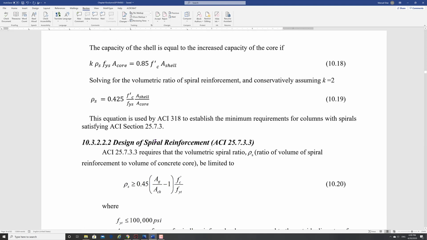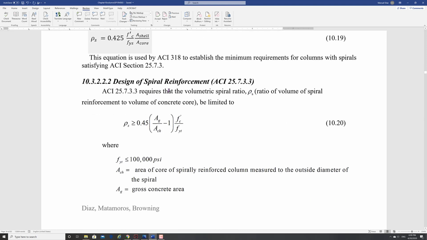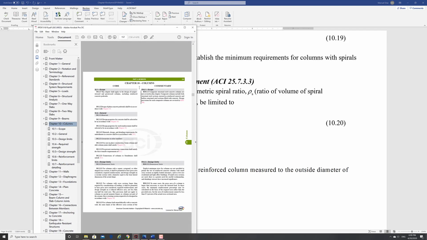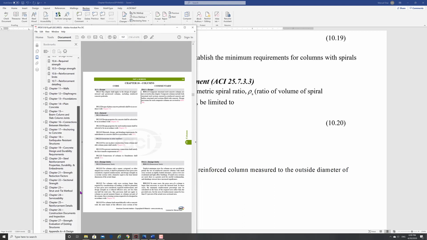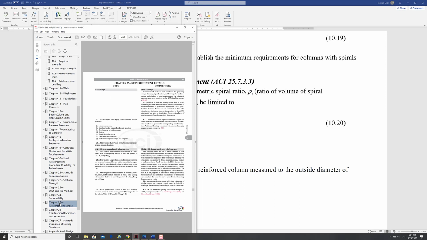And so that's the whole idea of this. Okay? All right. So we skip all that, and then we get into what the code really wants. So this is the design of a spiral in ACI chapter 25. So that one is not in chapter 10, right? But the requirements are in chapter 25. Now, why in chapter 25? Because in chapter 25 you got details. So this is more like a detail, right? So how you're going to space it, all that is detailing, all right? So in chapter 25 is where you are going to find this.